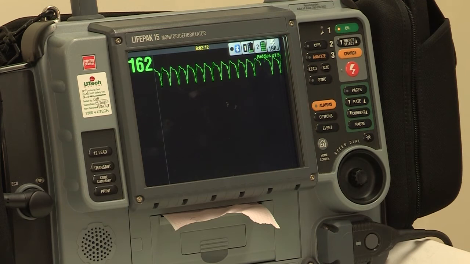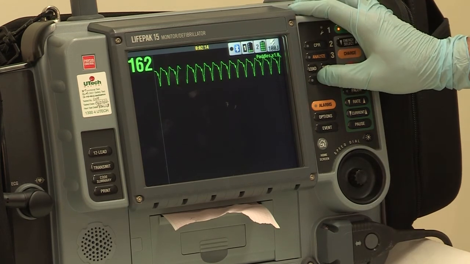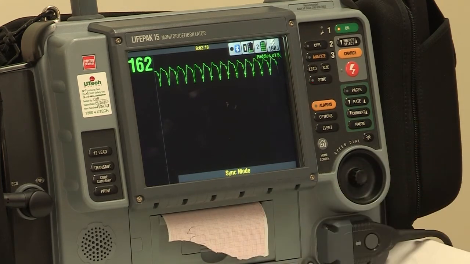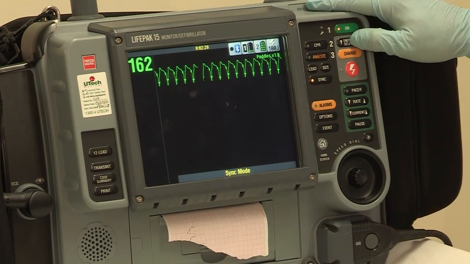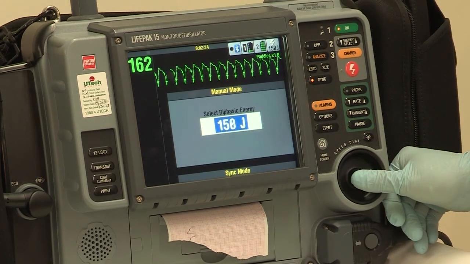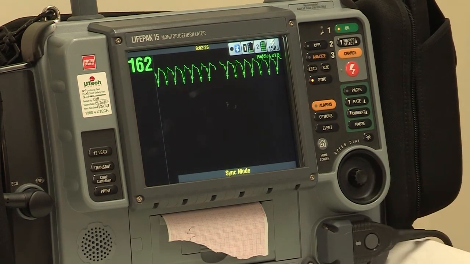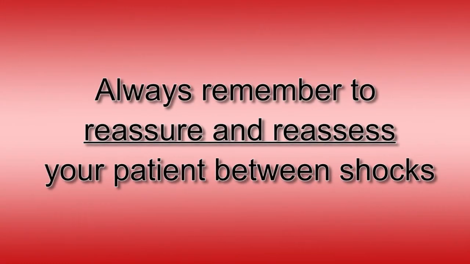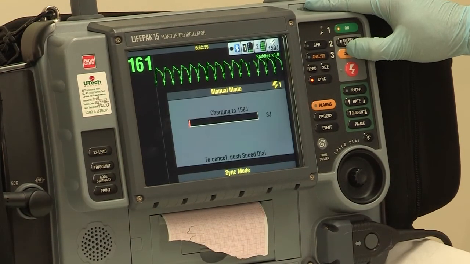Check the monitor screen to see if you still have capture. You may need to press the sync button again if no capture triangles are present on the R waves. You can then press the Energy Select button and change the joule settings to 150 joules. Push the speed dial knob to confirm your joule setting. Remember that your patient may be fully conscious or semi-conscious and able to hear you. Explain to them what is going on and that the first cardioversion was unsuccessful. You can now go ahead and press the charge button.